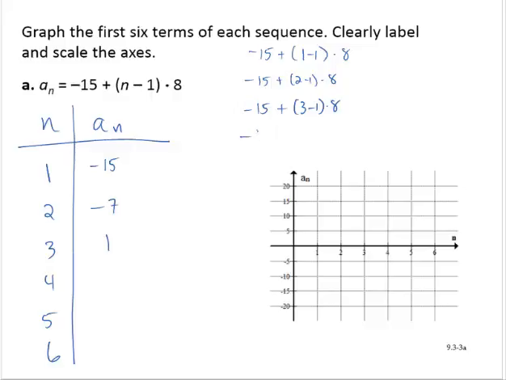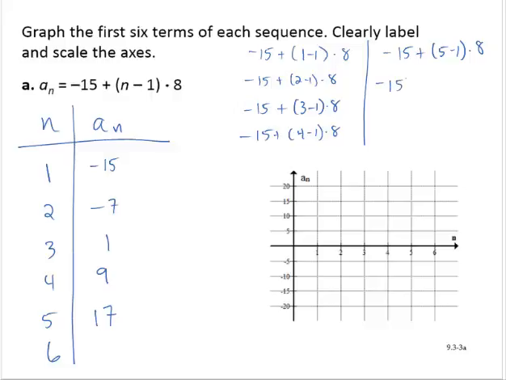Next term, negative 15 plus 4 minus 1 times 8. 4 minus 1 is 3. 3 times 8 is 24. Negative 15 plus 24 is 9. Next term, negative 15 plus 5 minus 1 times 8. 5 minus 1 is 4. 4 times 8 is 32. Negative 15 plus 32 is 17.